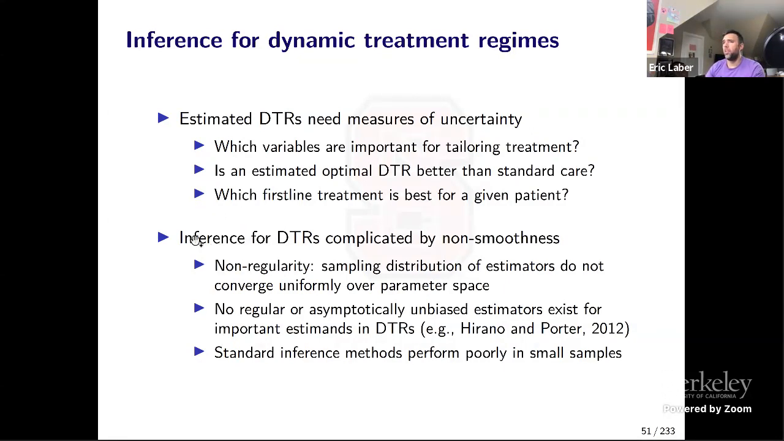But the inference is complicated by this non-smoothness problem. Again, non-regularity causes the sampling distribution of estimators not to converge uniformly over the parameter space. This is one of those cases, like the max, where we don't have any regular or asymptotically unbiased estimators for this or other estimators of interest that I mentioned here. And so, as we've seen, standard inference methods perform poorly in small samples.